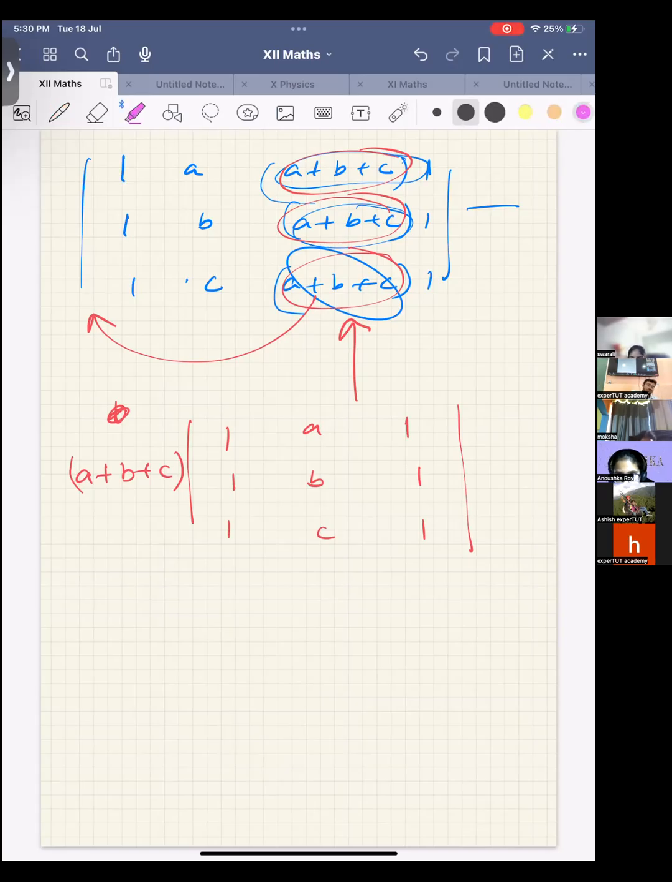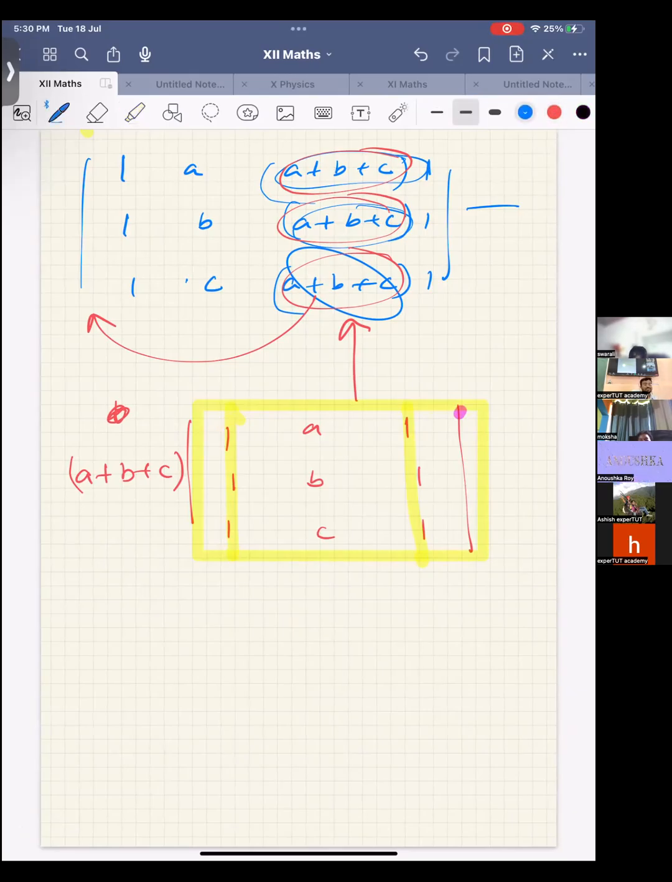Now as you can see, two columns are same, right? These two columns are same, no? Have you understood why this determinant is 0 now? These two columns are 1 1 1. So the value of this determinant is 0, and 0 into a plus b plus c is 0. Understood?